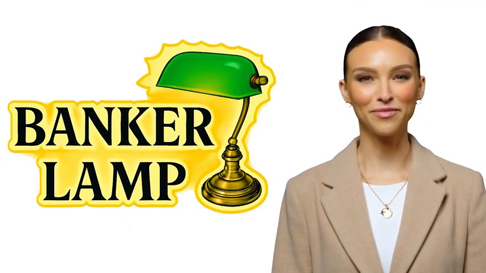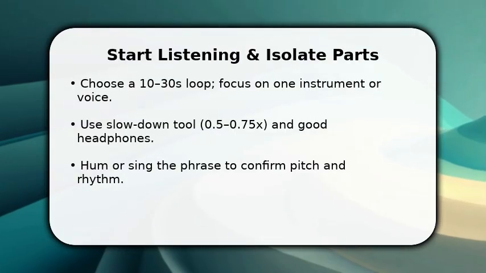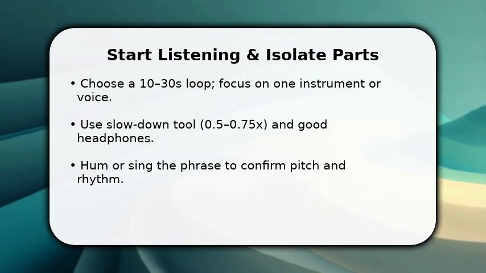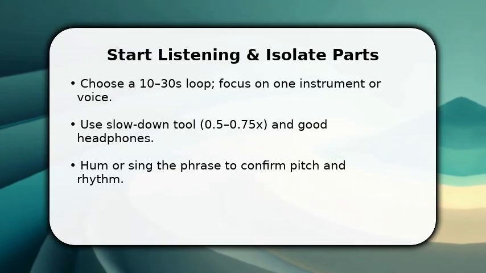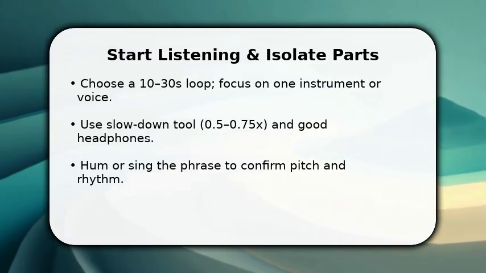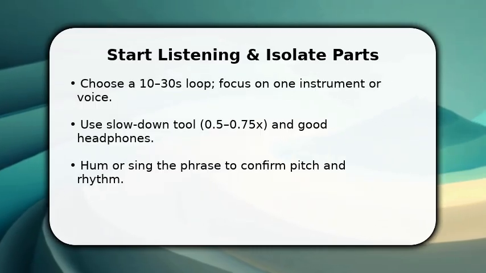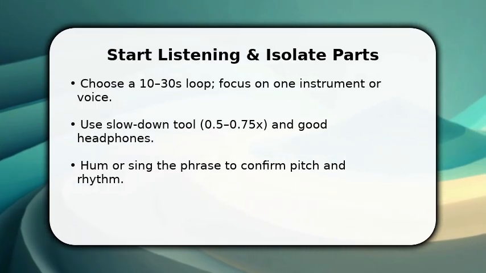Please enjoy the video. You begin by locking onto a short phrase, pick a 10-30-second loop, and isolate one instrument or vocal line. Use a slowdown tool at 0.50 to 0.75x and good headphones so you hear details. This reveals tiny pitch shifts and rhythmic placement.